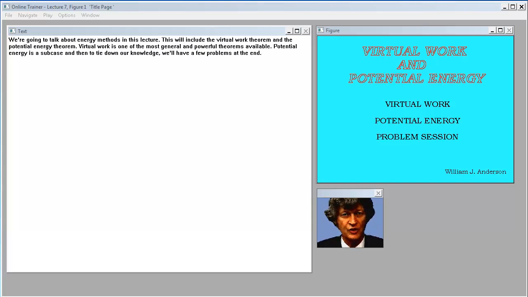We're going to talk about energy methods in this lecture. This will include the virtual work theorem and the potential energy theorem. Virtual work is one of the most general and powerful theorems available. Potential energy is a subcase, and then to tie down our knowledge, we'll have a few problems at the end.